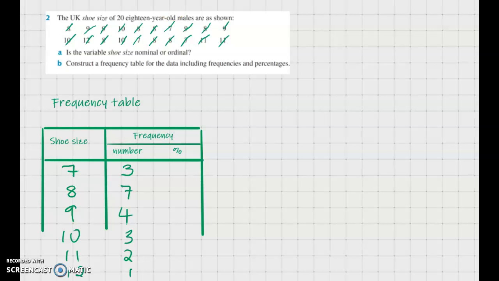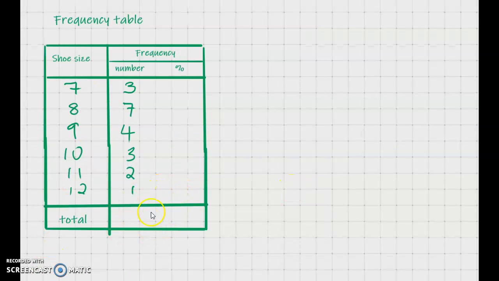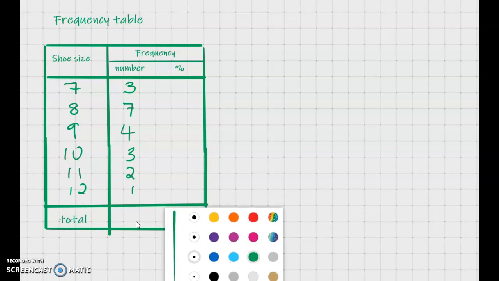And if we have a quick check, we make sure that we have actually accounted for everything. And we have. Okay, the next step I'm going to do is I'm going to tally up my total. So 3 plus 7 is 10, plus 4 is 14, plus 3 is 17, plus 2 is 19, plus 1 is 20. And remember, it told us earlier that 20 were sampled. So I'll write 20 in there.